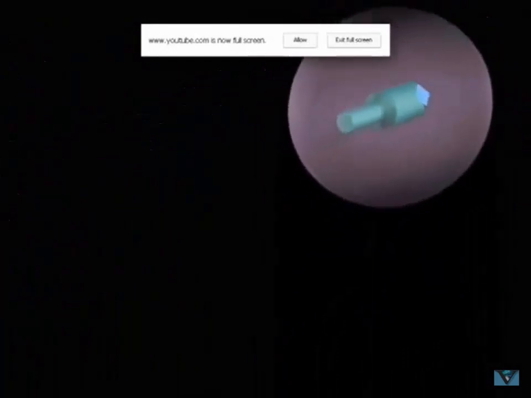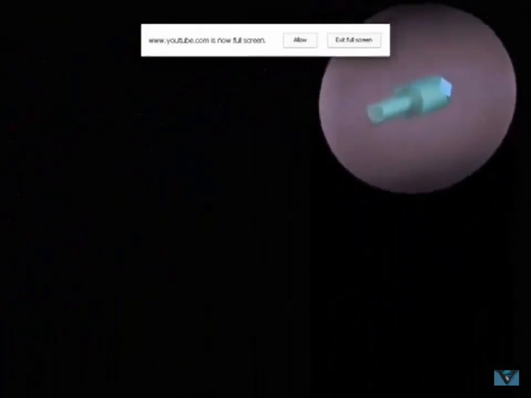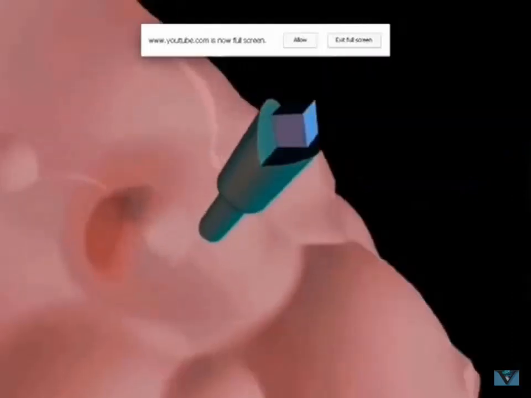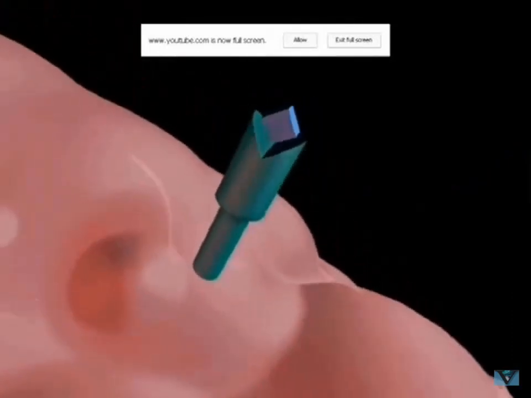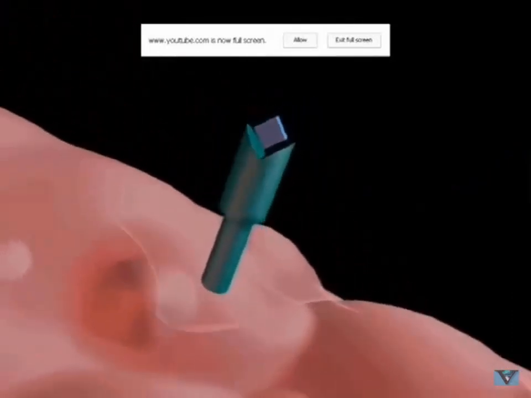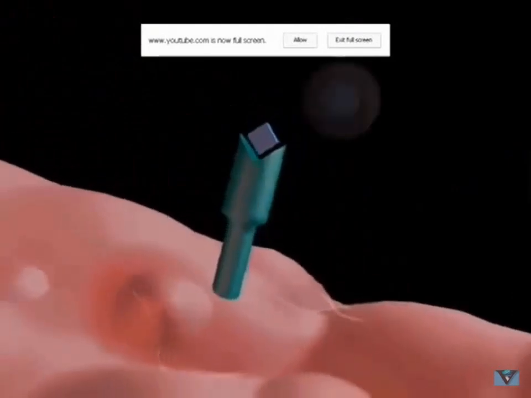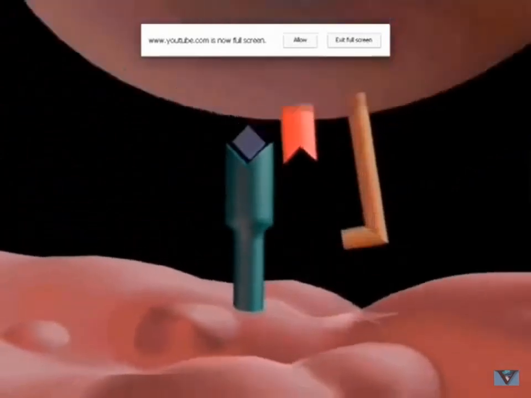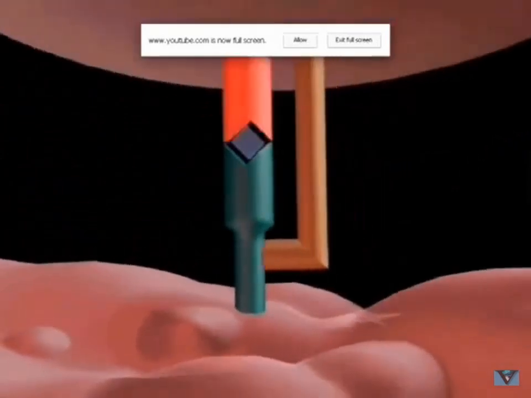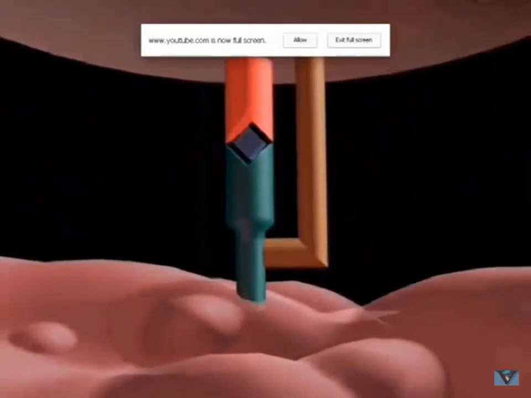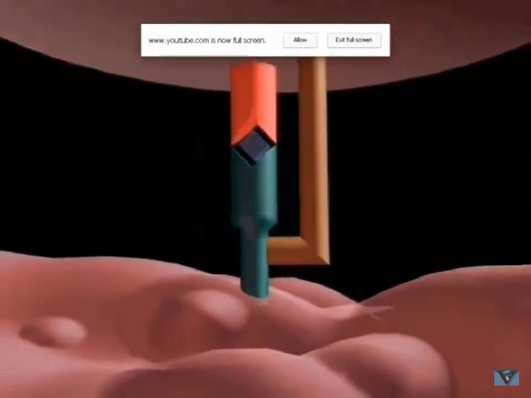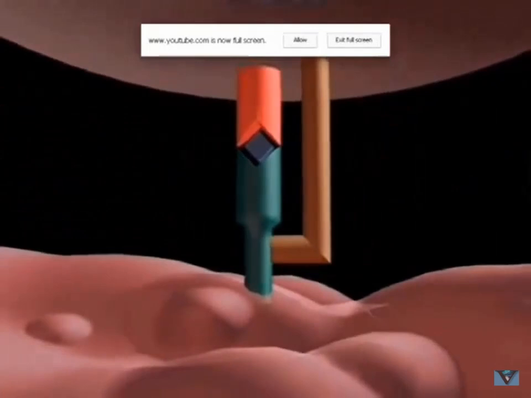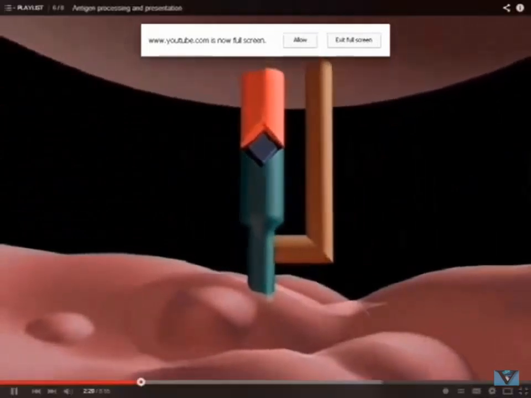So the exact same thing happens on the T cytotoxic side, but it just won't be on a macrophage. So now we got class 2 MHC with an antigen fragment. So what's it going to bind to? A T helper. Beautiful. There we go. There's the T helper. There's the CD4 receptor, right? Beautiful. Okay.